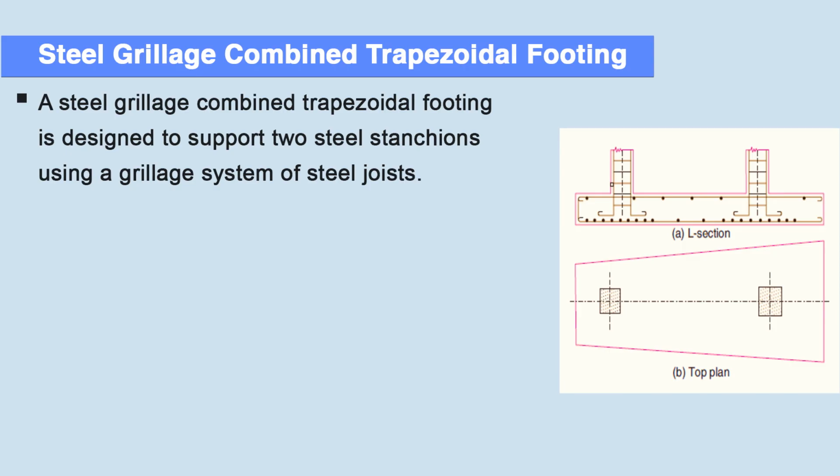Then the next is steel grillage combined trapezoidal footing. A steel grillage combined trapezoidal footing is designed to support two steel stanchions using a grillage system of steel joists. This type of footing is particularly effective in situations where the columns carry unequal loads, with the outer column near a property line carrying heavier loads.